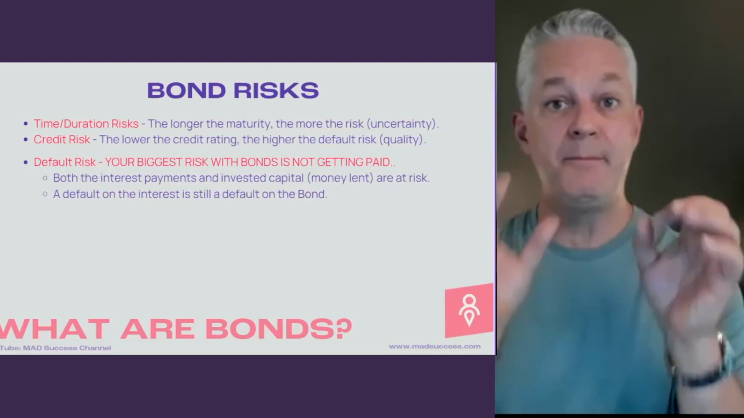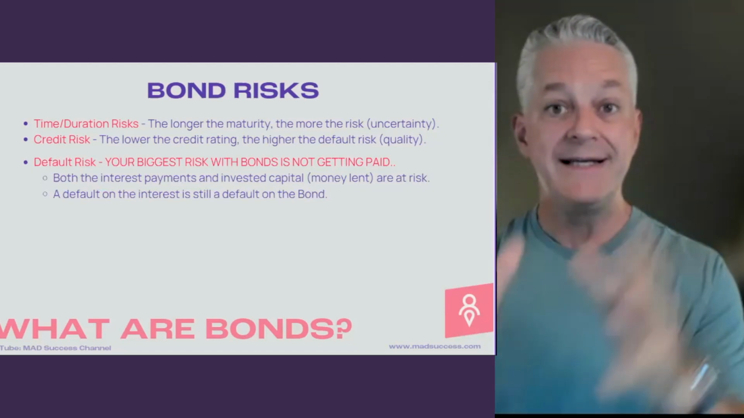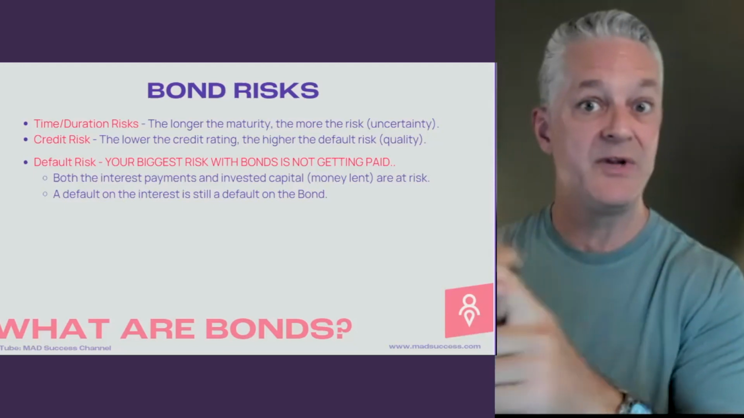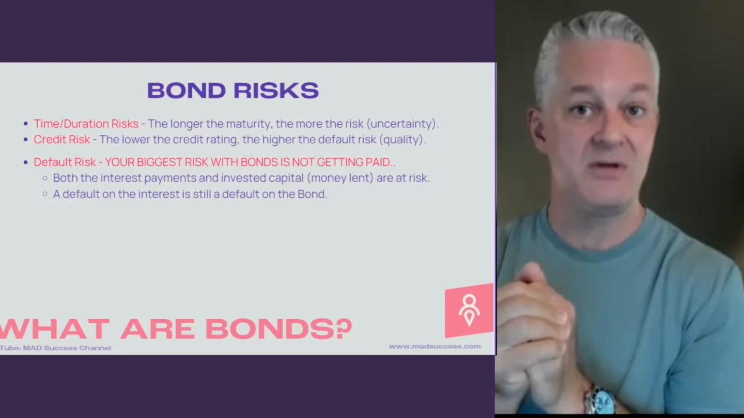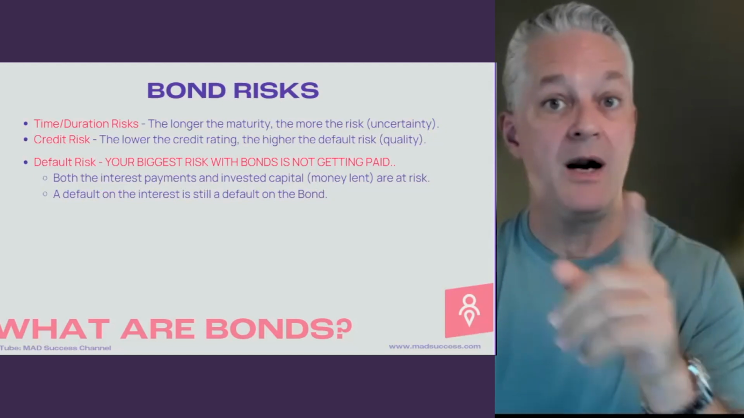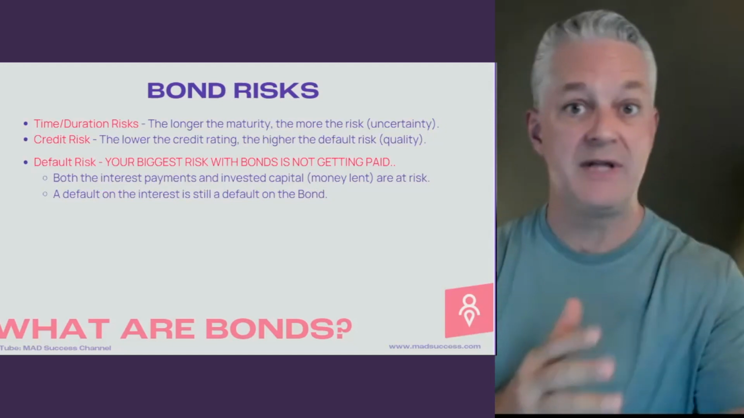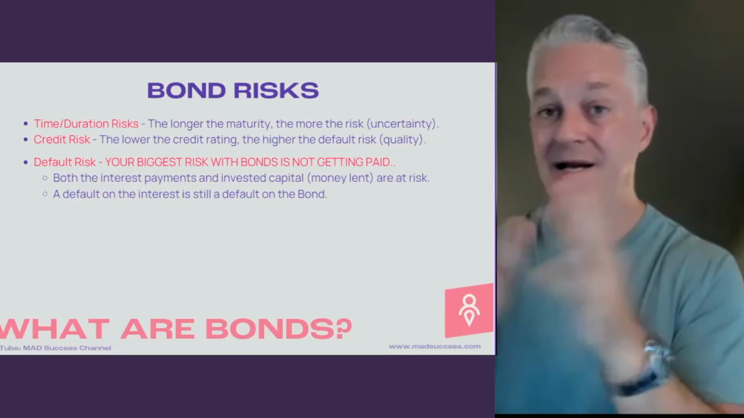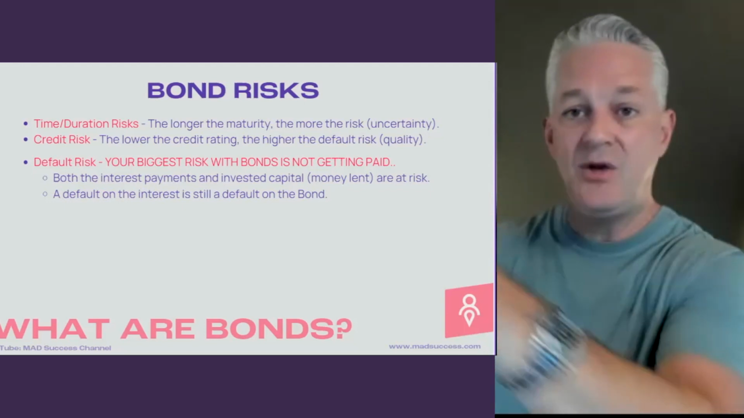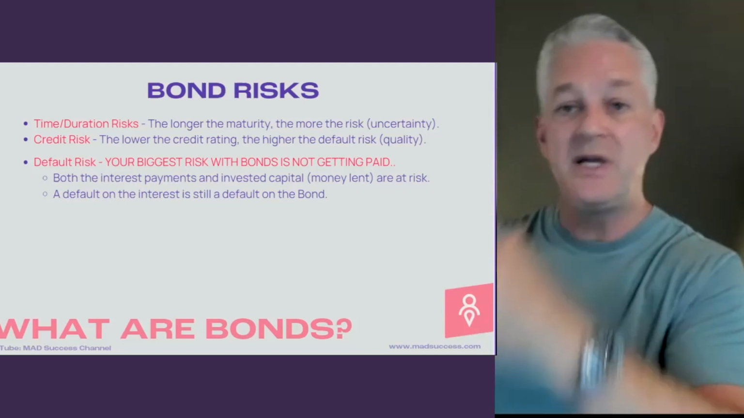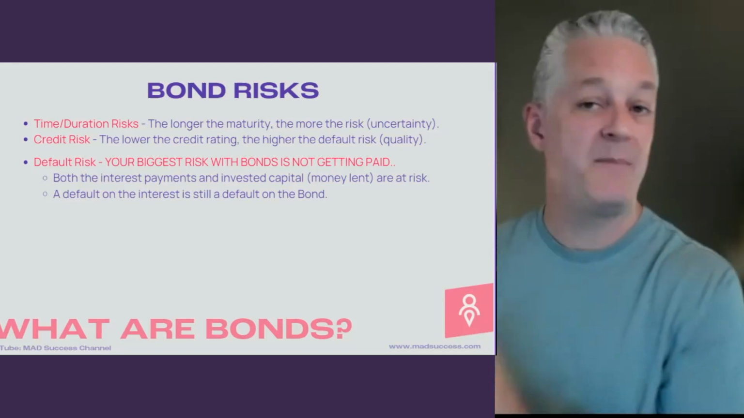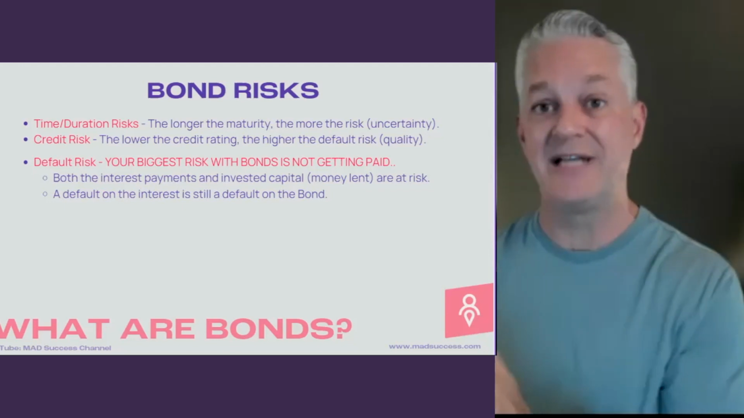So default risk, your biggest risk when buying bonds is not getting paid back, not getting paid the interest and not getting your money back, the principal that you lent to the company or to the government, okay? Both the interest payments and the invested capital, the money you lent, are at risk when you go into bonds. You're lending the money. So maybe you don't get the interest payment and it goes into default, or at the very end, they start negotiating and say, look, we can't pay you in full. Can we extend the maturity? All these negotiations that happen when a company gets distressed, when they get into a point where they can't pay back the debt. That's called a distressed borrower.